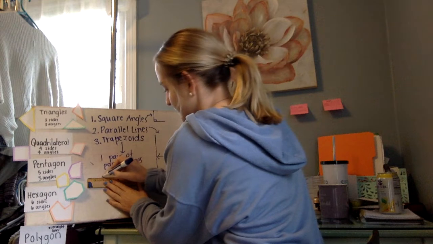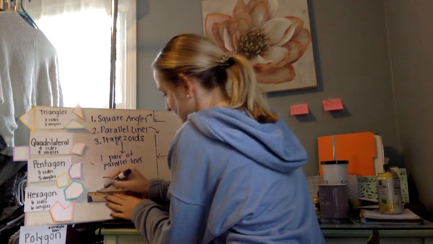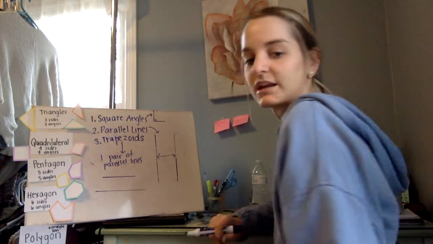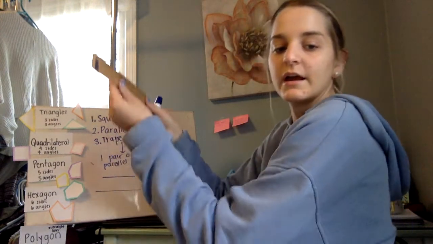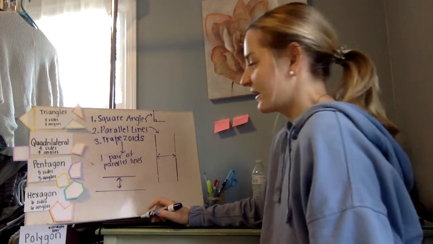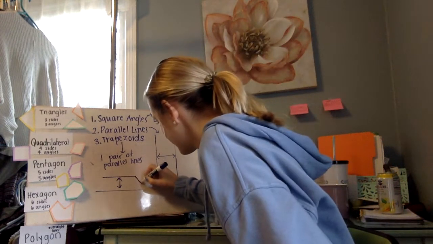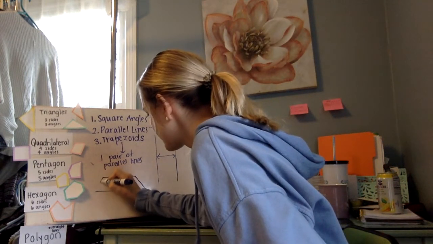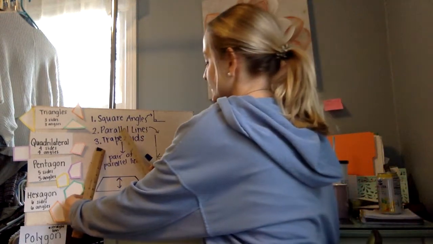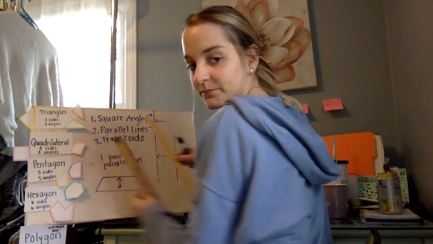Here is one pair of parallel lines. And I know they're parallel because I used my ruler. I kept them the same distance apart. Now, that means that the other lines can't be parallel. So, they can just be wherever. These lines are not parallel because, watch, if I line them up and I keep moving them, they touch.